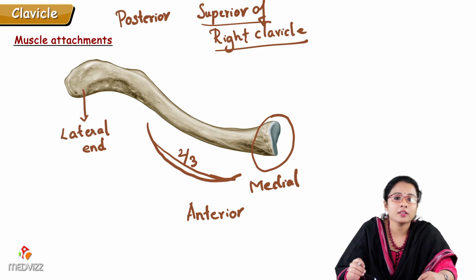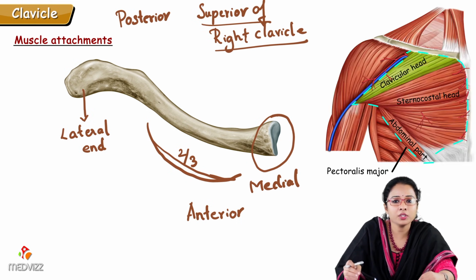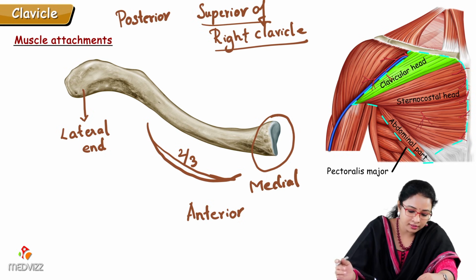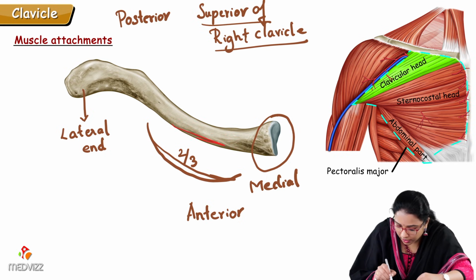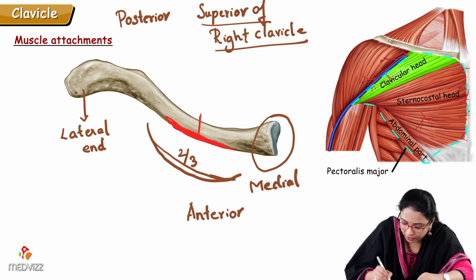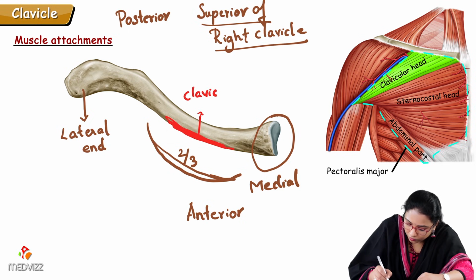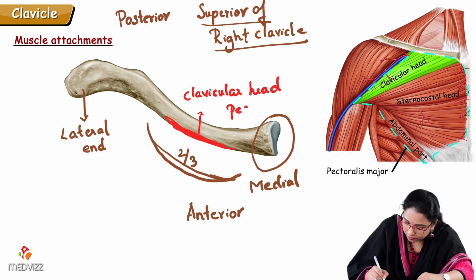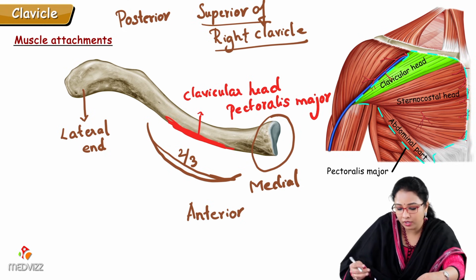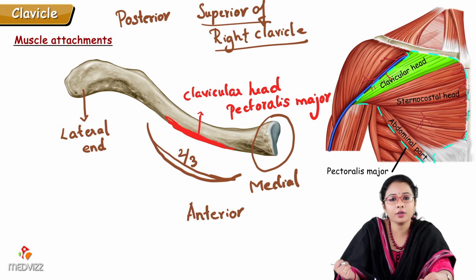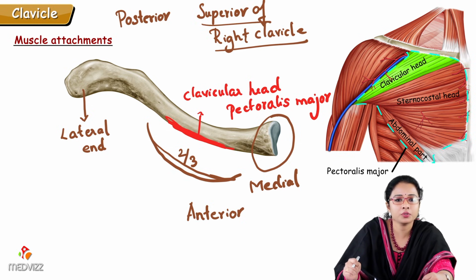Okay, let's talk about the muscle attachments. We know the medial 2/3 anterior surface is convex and provides attachment to the clavicular head of pectoralis major. So the medial 2/3 anterior surface provides attachment to the clavicular head of pectoralis major, which is a chest muscle. And it has got the clavicular head and sternal head. So the clavicular head of pectoralis major gets origin from the medial 2/3.